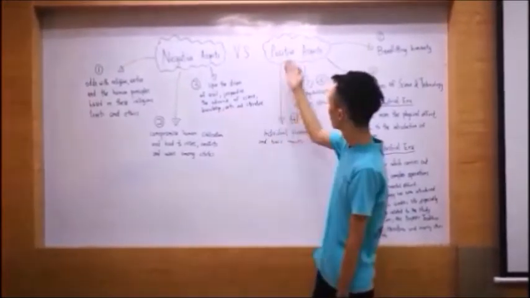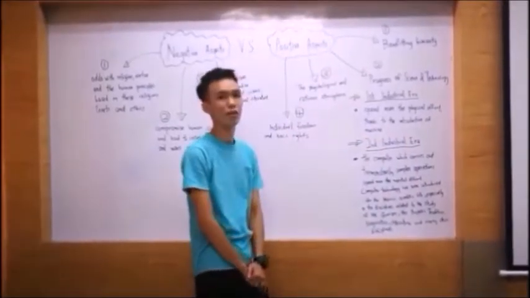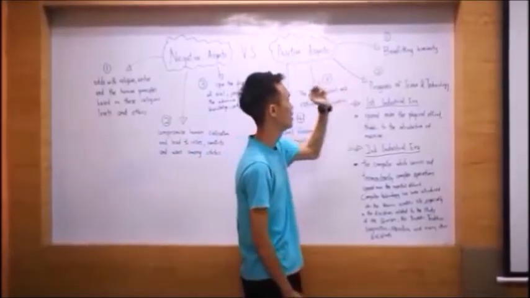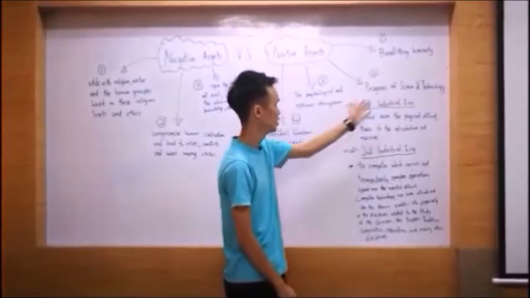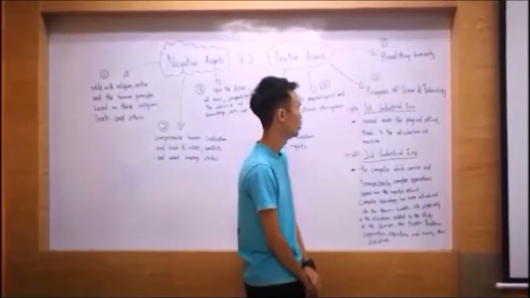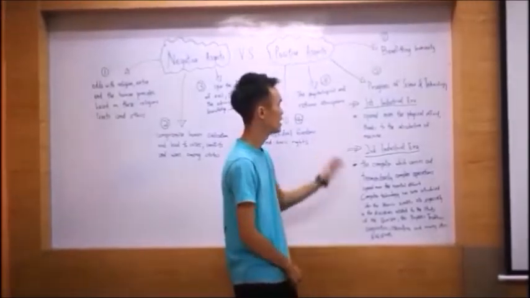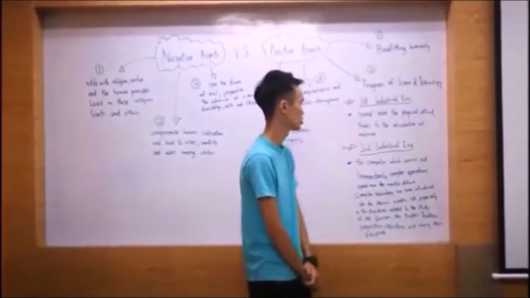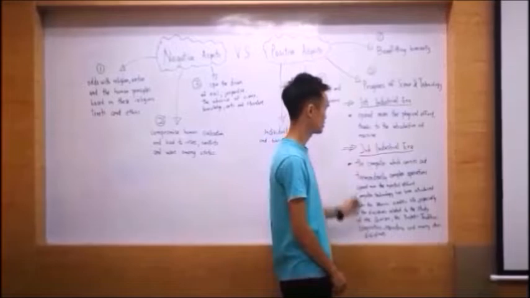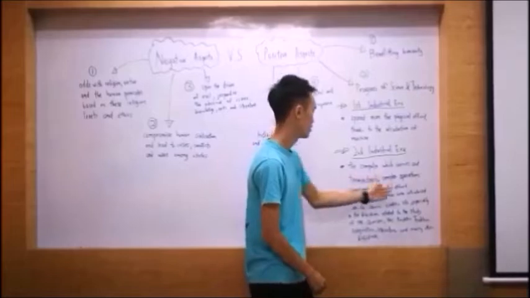Next, we're going to talk about the positive aspects of Western civilization. The first positive aspect is benefiting humanity. The second is the progress of science and technology. The progress of science and technology is separated into two: the first industrial era and the second industrial era. In the first industrial era, the physical effort was spared thanks to the introduction of machines. In the second industrial era, the computer, which carried out tremendously complex operations, spared the mental effort.